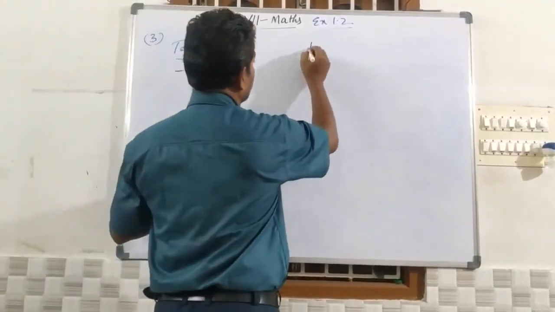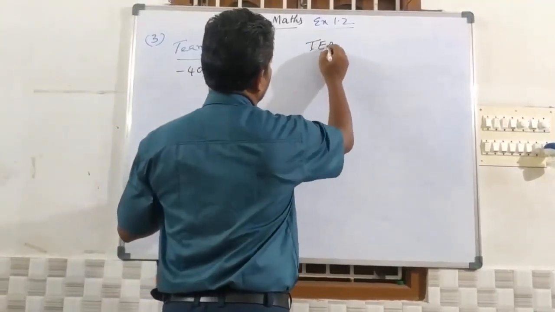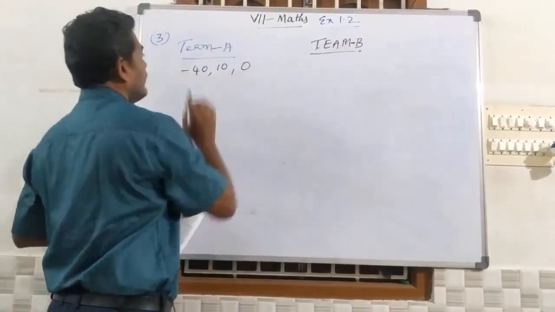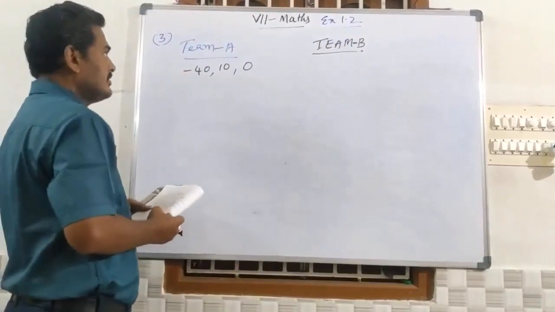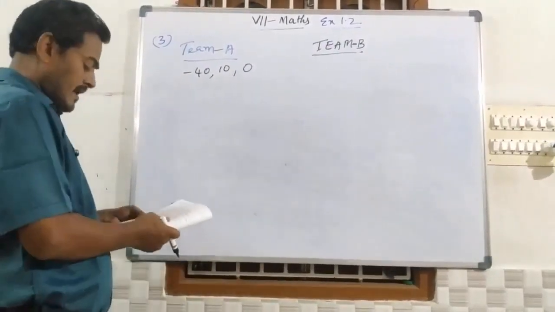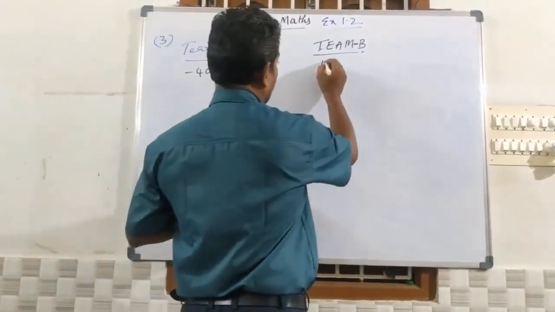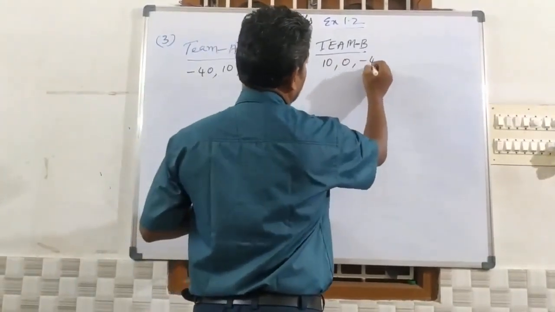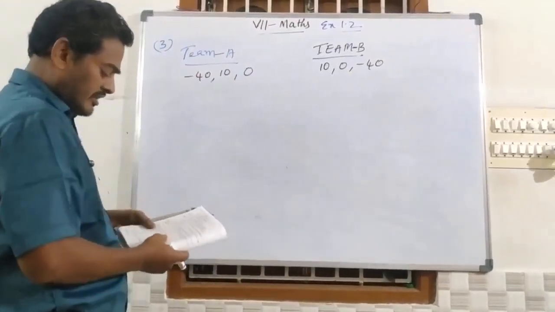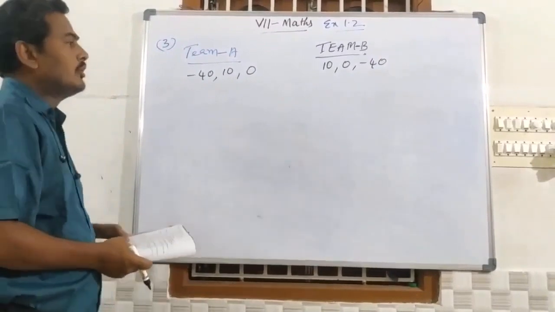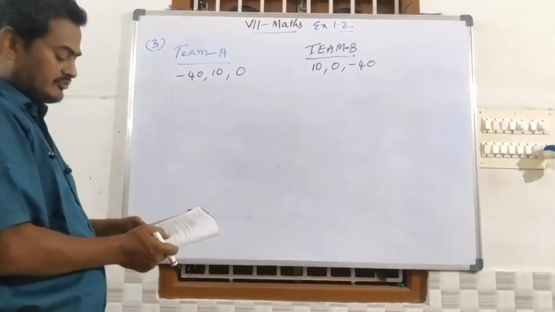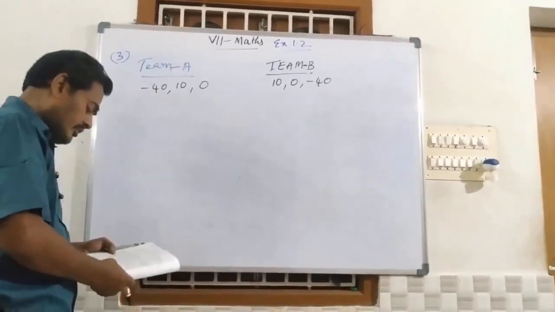Here another team is also there, team B. Team A scores are minus 40, 10 and 0, and team B scores are 10, 0, minus 40 in the three successive rounds.